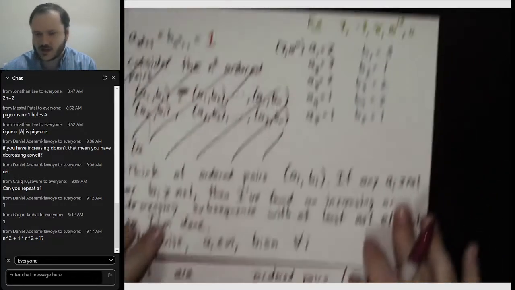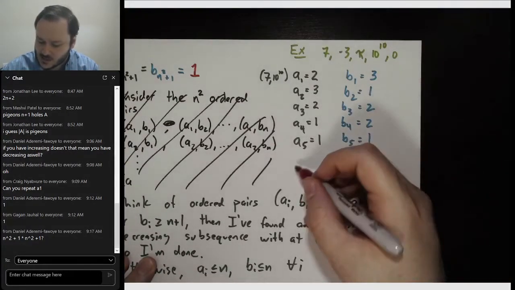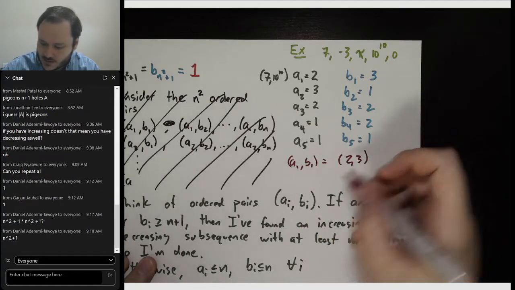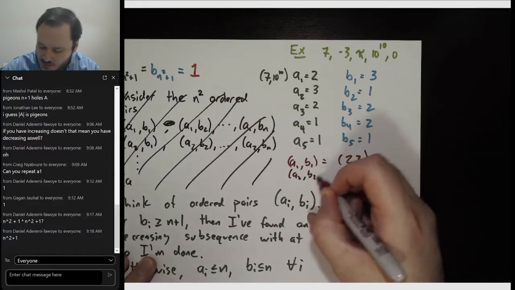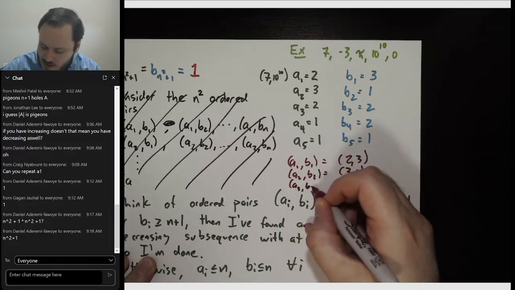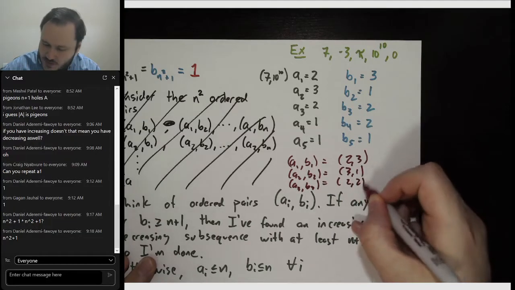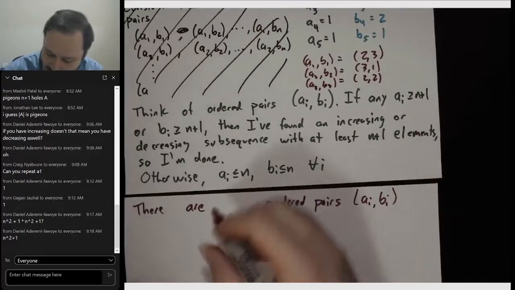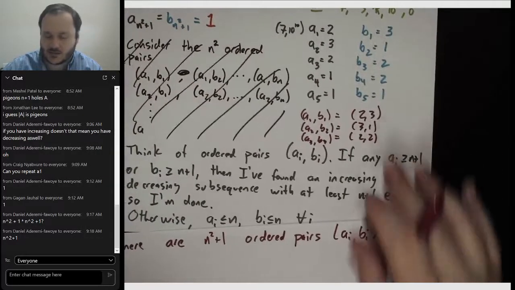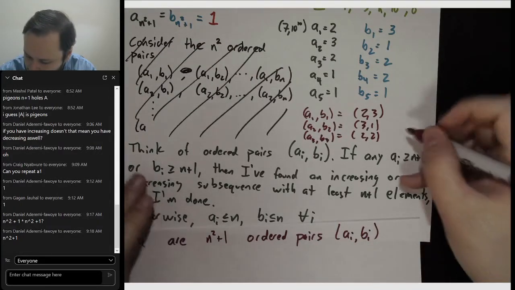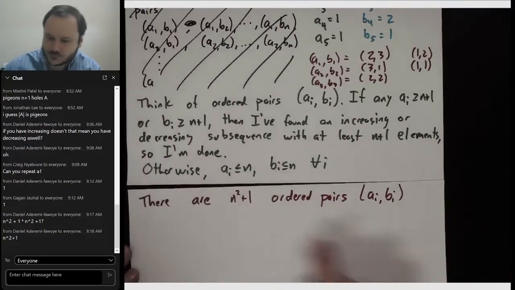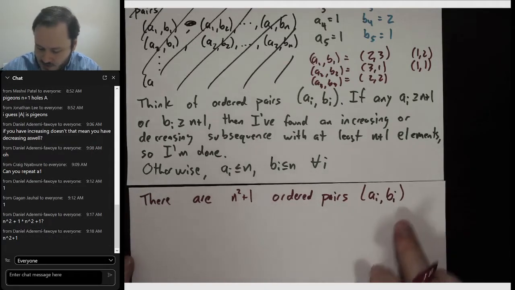So in my example, I'm looking at a sub 1, b sub 1, which is the ordered pair 2, 3, and a sub 2, b sub 2, which is the ordered pair 3, 1, and a sub 3, b sub 3, which is the ordered pair 2, 2. Right? So I have n squared plus 1 different ordered pairs, one for each of my elements. So let me just finish this up, and then I've got 1, 2, and 1, 1. N squared plus 1 different ordered pairs.